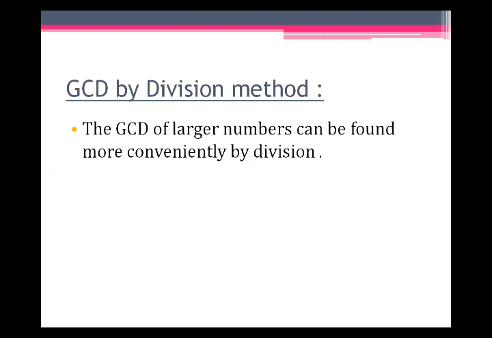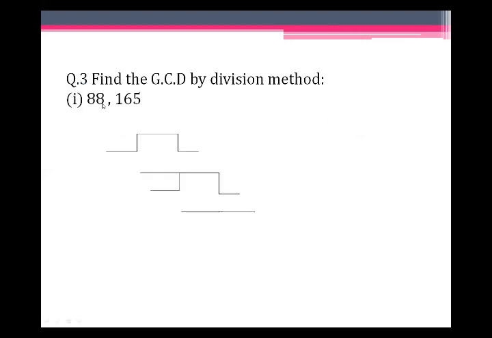Okay, students. Here is another method, GCD by division method. The GCD of larger numbers can be found more conveniently by division method. Okay, how do we find it by division method? Here is question number 3 from the same exercise. Find the GCD by division method. The first two numbers are 88 and 165. Students, you know that the number which is greater is taken as the dividend and the number which is smaller is taken as the divisor.